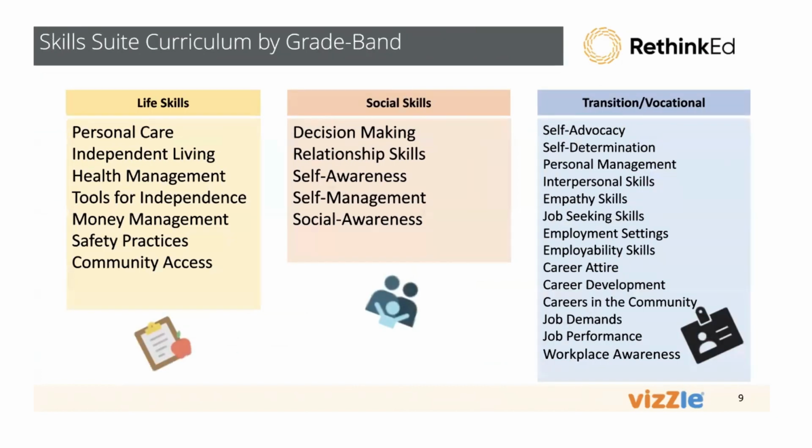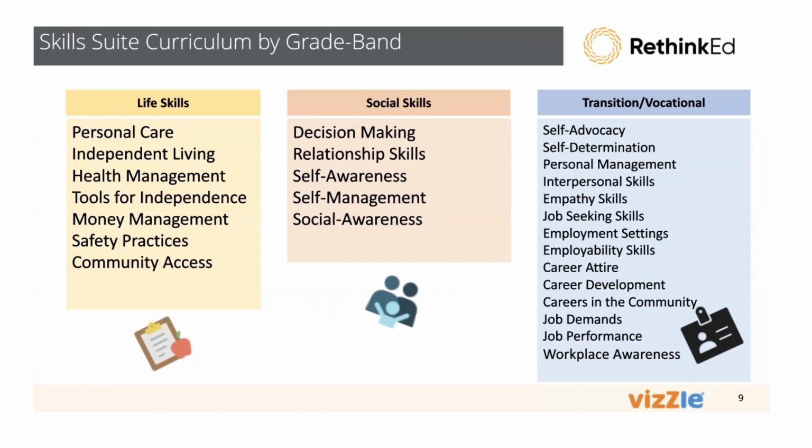Our skills suite curriculum is grade banded. What does this mean? As we go through, we have life skills, social skills, and transition and vocational skills. Life skills and social skills have K-2, 3-5, 6-8, and 9-12, and we take those units and evolve them band over band with the same set areas so that the student is continuing to evolve as they mature and move through high school graduation.